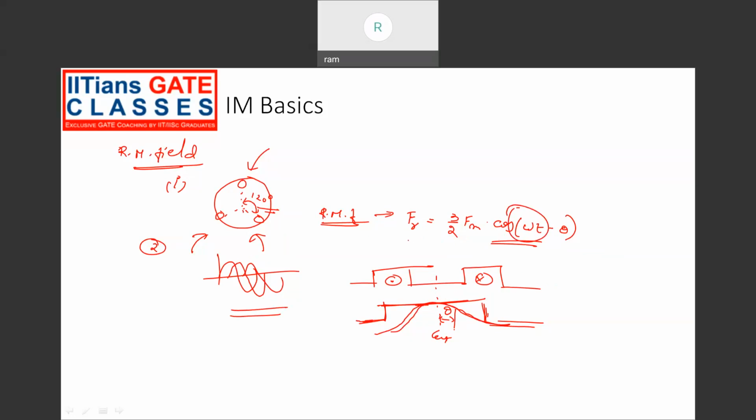So this is for a three-phase system. Suppose if we have an M-phase system, then the resultant magnetic field can be given by M/2 Fm cos(omega t minus theta). This also rotates with synchronous speed. Now, to produce the RMF with a two-phase system, the physical displacement between the two windings should be 90 degrees, and the currents flowing through should have a time angle displacement of 90 degrees. Synchronous speed is given by Ns equal to 120 f by P.